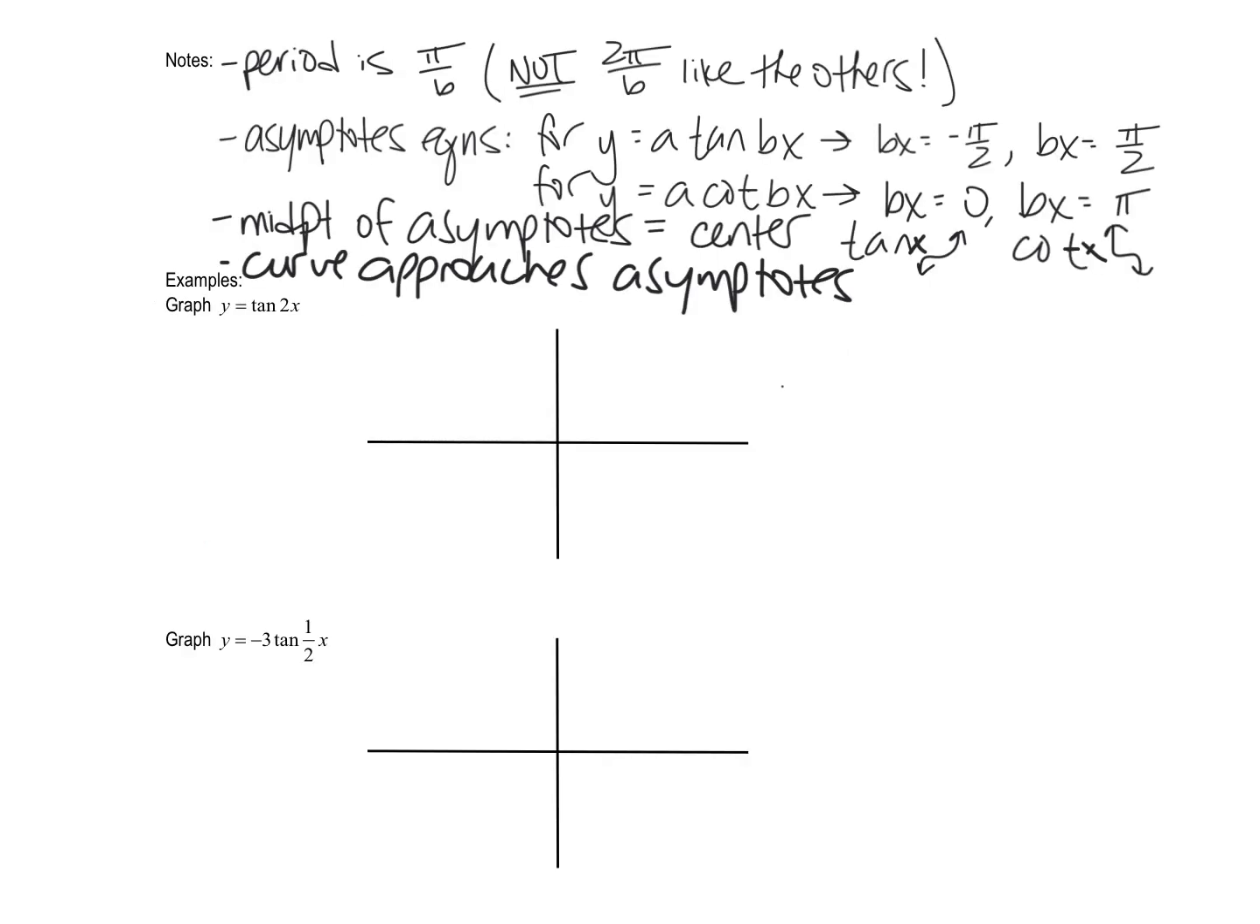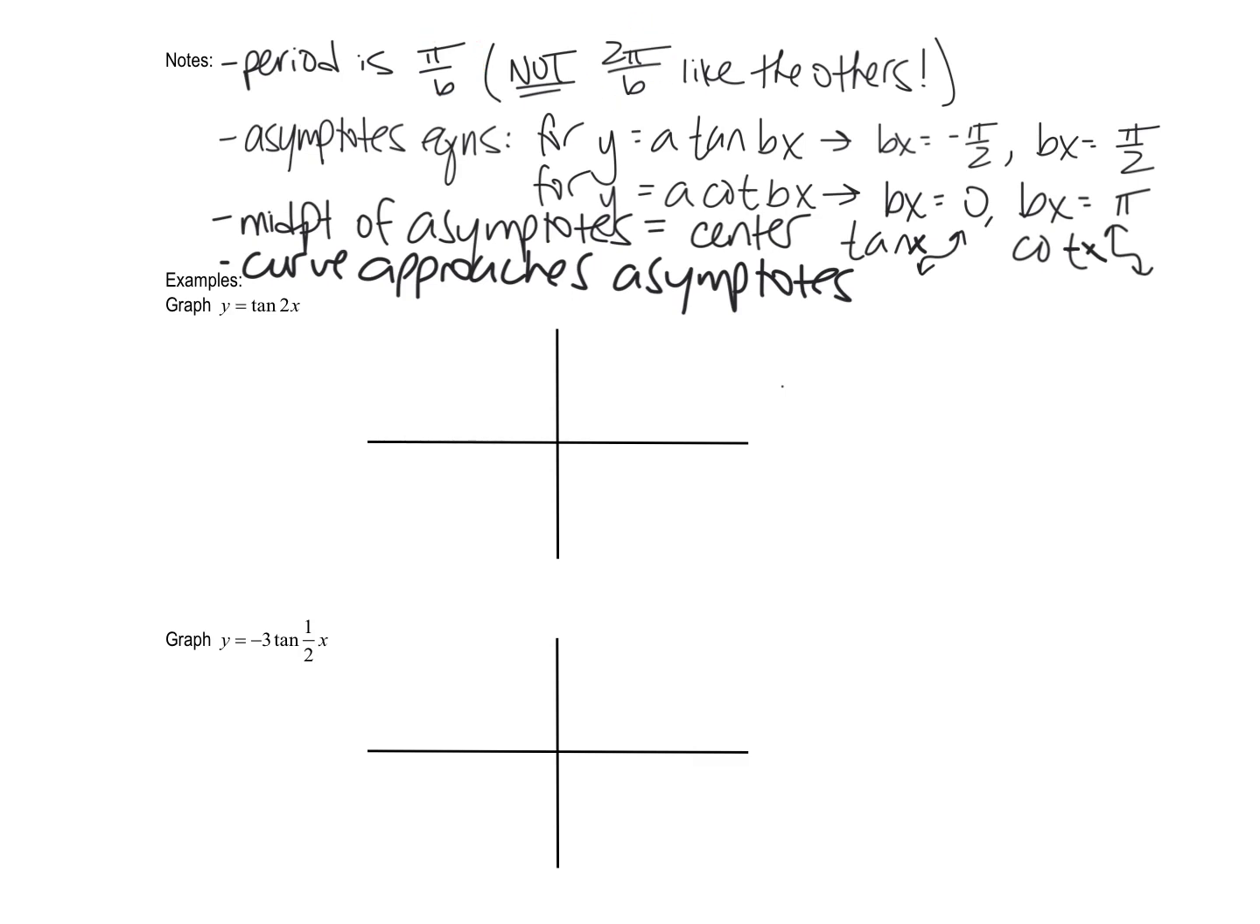So go ahead, pause the video and copy these notes down if you would like, if I'm going too fast. But here's some main differences. The period is just pi over b. Remember, all the other ones we've done were 2 pi over b. The b value is the same. It's still the number in between tangent or cotangent and the x. The b is still the same b that we've been using, but we use pi over b for the period, not 2 pi over b here.